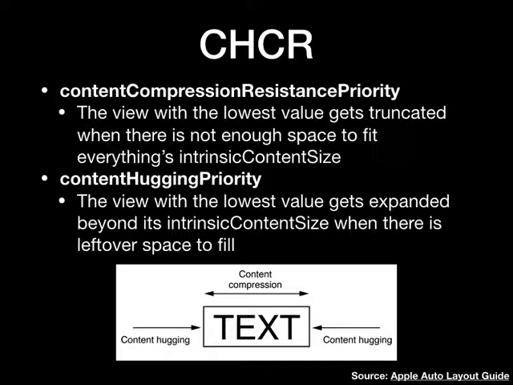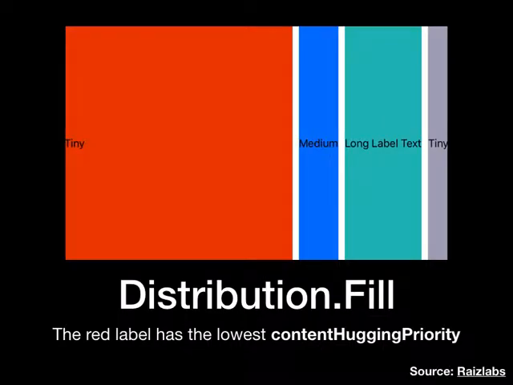Content hugging is a little bit like the opposite. It's where do I put this extra space, who gets stretched. That's determined with the content hugging priority. So the view with the lowest content hugging priority will get expanded beyond its intrinsic content size, or its natural size. And in this case, these are all views.